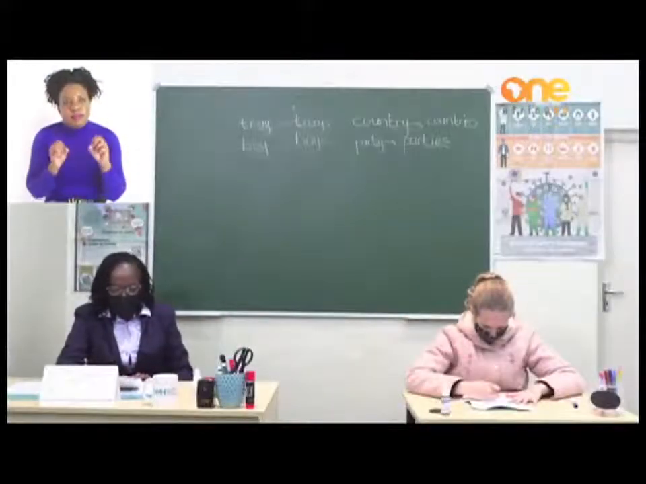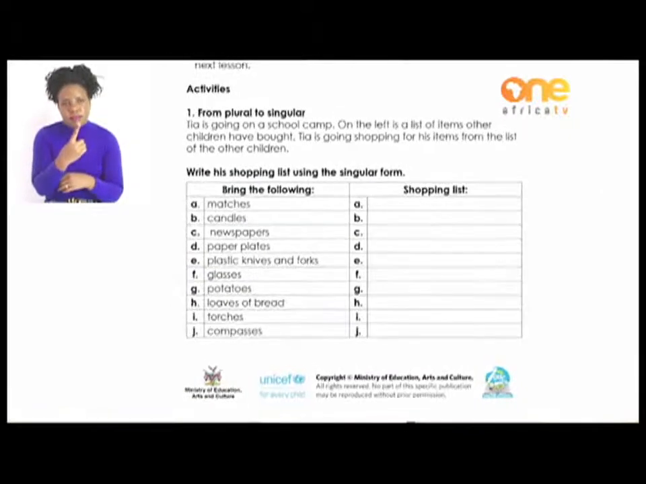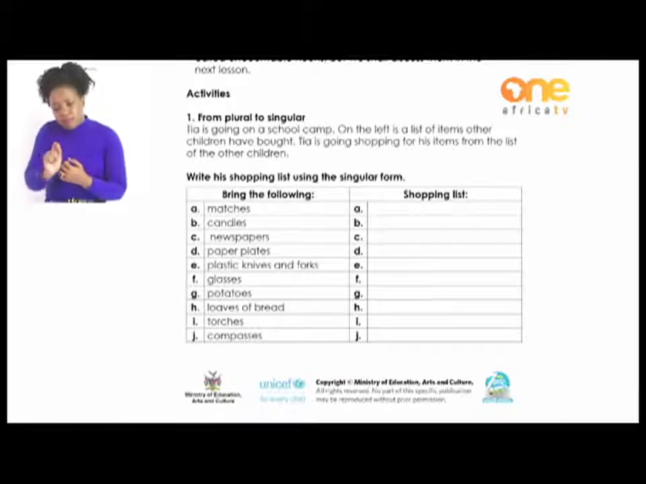We are still on page 4, and we are starting with the activities. The first activity is to change the nouns from plural to singular. Tia is going on a school camp. On the left is a list of items other children have bought. Tia is going shopping for his items from the list of the other children. So on your left-hand side, you have what the other children bought already, and on your right, it's a shopping list for Tia.